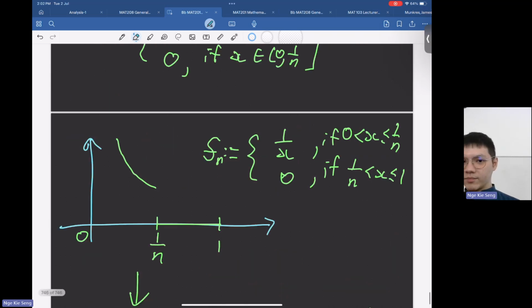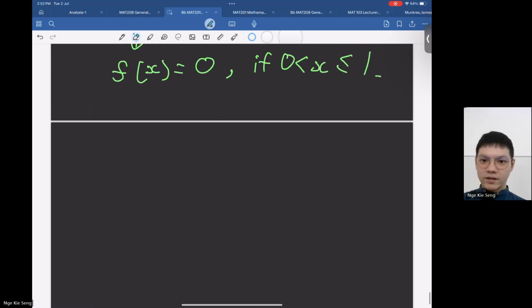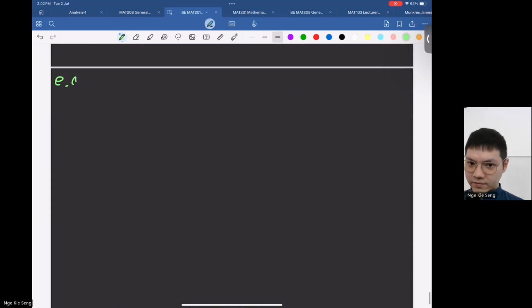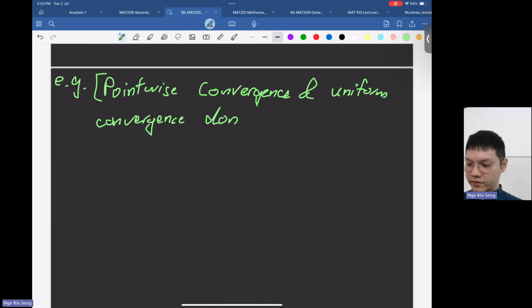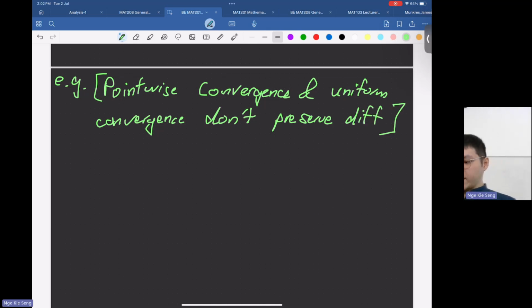Okay, let's discuss differentiability. 我们 discuss 一个，然后可以 break 一下。So pointwise convergence and uniform convergence doesn't preserve differentiability. So, what's the first thing you saw that is not differentiable?